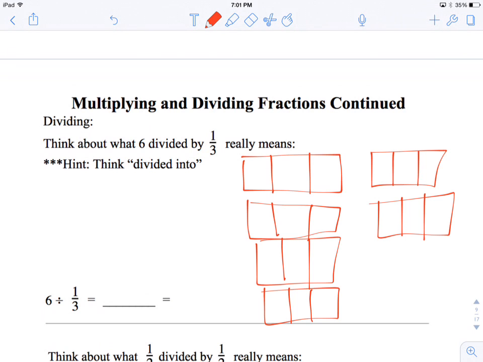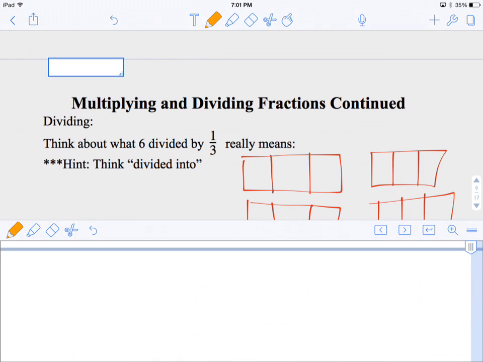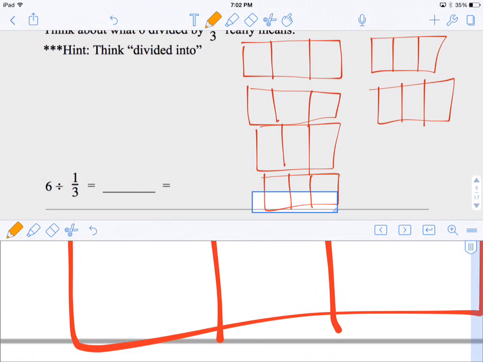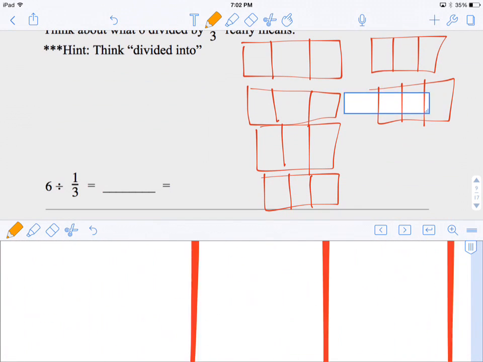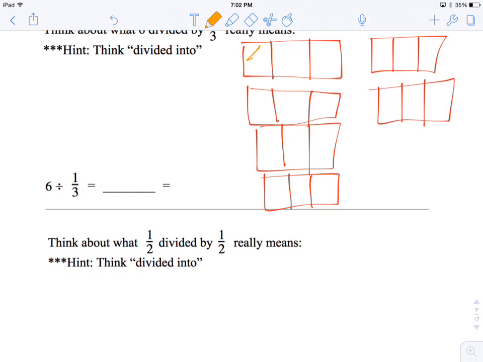Well, we just divided it into thirds, but really we didn't divide, we actually multiplied. Here, let me get this up so you can see it a little better. Here we go. There's 1, 2, 3, 4, 5, 6 wholes divided into thirds. Well, there's 1, 2, 3, 4, 5, 6, 7, 8, 9, 10, 11, 12, 13, 14, 15, 16, 17, 18 pieces. So that's kind of weird that I got bigger.